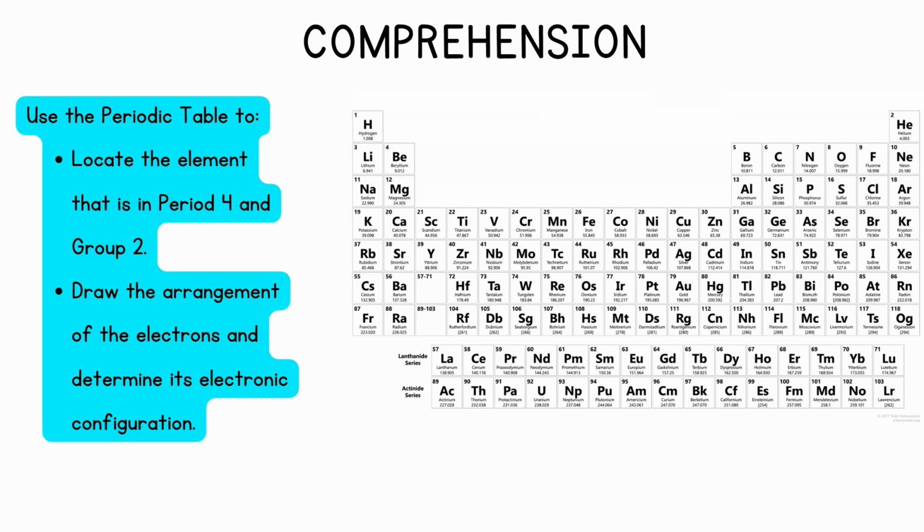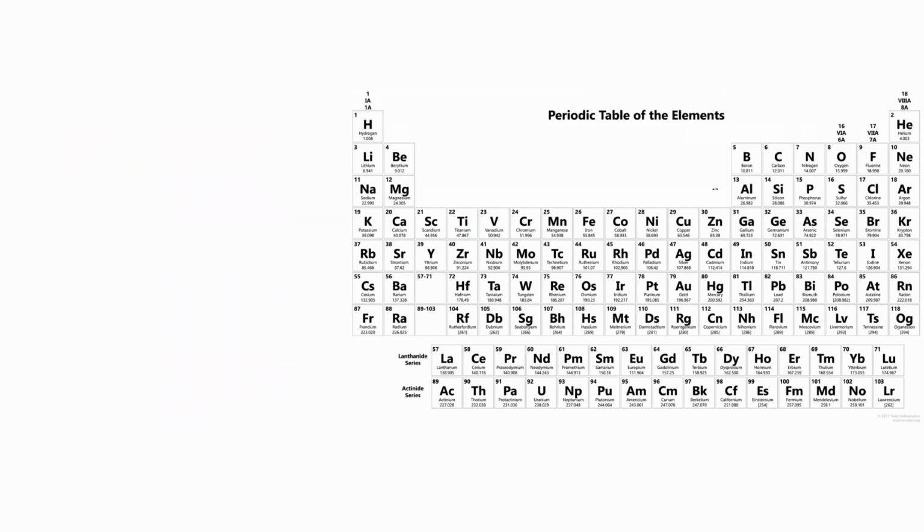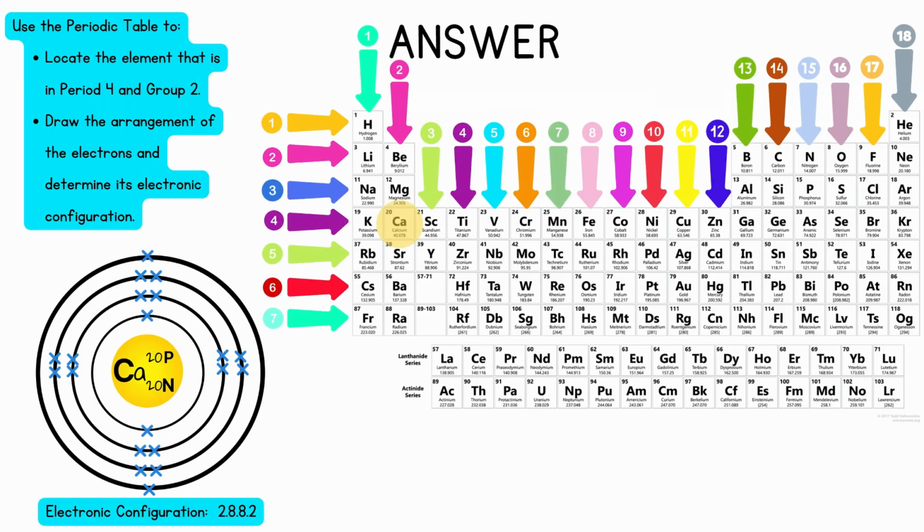Comprehension. Use the periodic table to locate the element that is in period 4 and group 2. Draw the arrangement of the electrons and determine its electronic configuration. Best wishes! Awesome sauce. I know you have this correct. So, the element that is in period 4 and group 2 is calcium. If you draw out the arrangement of the electrons, you will find that the electronic configuration of calcium is 2.8.8.2. Remember, you start from the energy level that's closest to the nucleus and you count coming outwards.